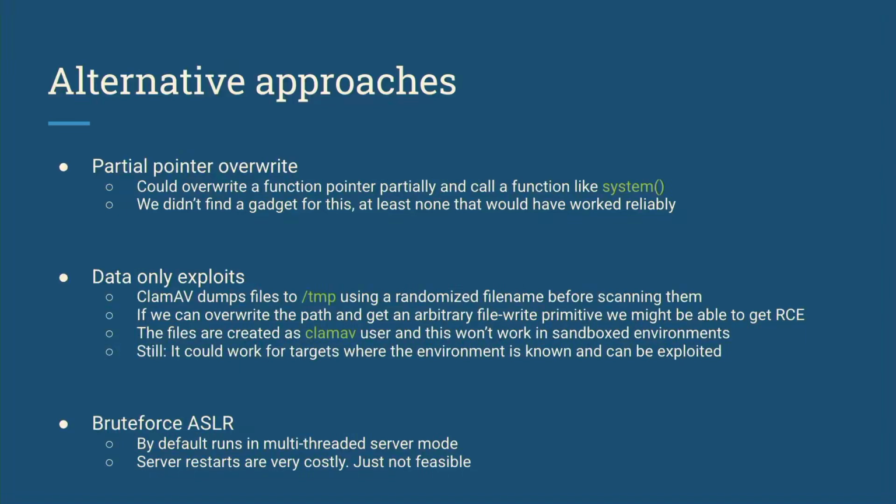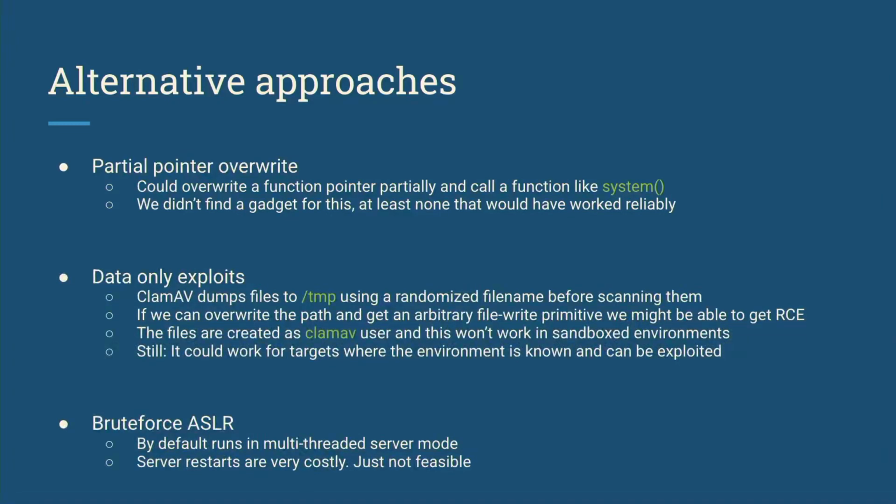And then data-only exploits could work, where instead of trying to get a ROP chain, you would try to corrupt some data on the heap that leads to RCE. For example, ClamAV dumps the files it scans to disk with a randomized path before it scans them. So, for example, we could try to overwrite the randomized path where files are supposed to go on the heap, and then gain an arbitrary file write primitive with this. But the problem is this: the ClamAV user isn't very privileged on the system, and if the AV engine is sandboxed, this won't work at all. But this is still research that can be done.